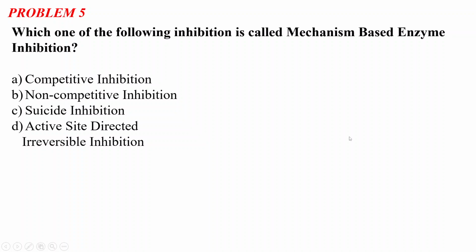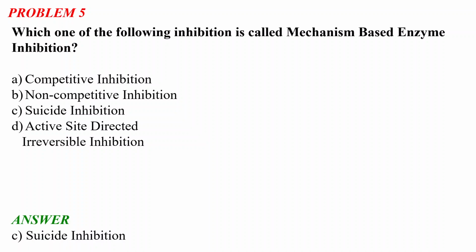Now, moving to the next question, it says: which of the following inhibitions is called mechanism based enzyme inhibition? The options are competitive inhibition, non-competitive inhibition, suicide inhibition, and D, active site directed irreversible inhibition. Let me show you the answer, and then we will discuss why it is called mechanism based enzyme inhibition. The correct answer is suicide inhibition.